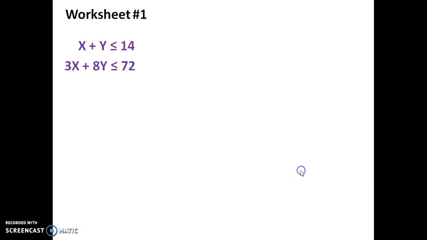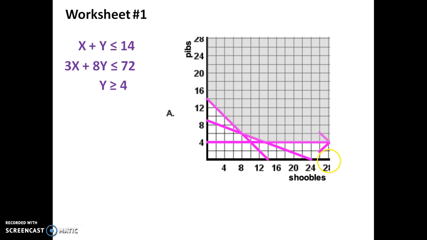So let's take a look at graphing a few more systems of inequalities. So we're going to look and see if this is an appropriate graph. So we'll start with y is greater than or equal to 4. So here we do have the y is greater than or equal to 4 line. We are shaded above as we should be, so we're good to go with that one.